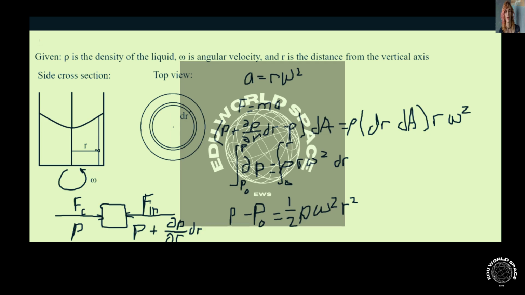Now we're almost done. The very last thing we have to do, and remember that the problem was asking for a formula for pressure, and we got that real easy. All we have to do is move the initial pressure over to the other side of the equation. And what we get is the pressure at some distance r is equal to P0 plus 1 over 2 rho omega squared r squared. And that's all.